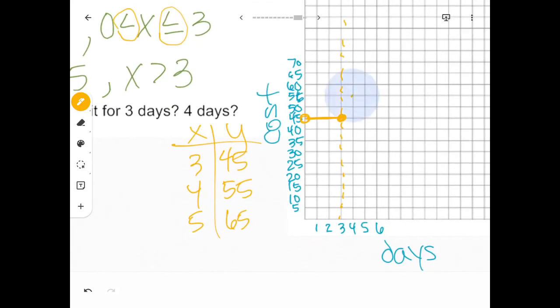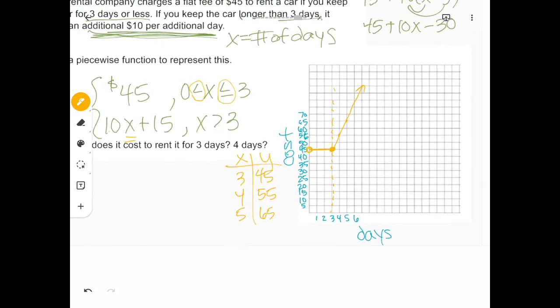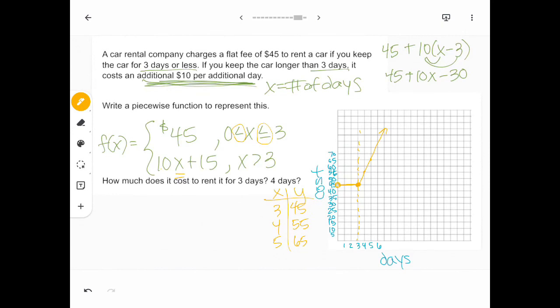So at 4, I'm up at 55. At 5, I'm up at 65, and that gives me my line to graph. You will notice they met here on the line, which won't always happen, but it is a nice thing when it does. So this is my graph of my piecewise function.